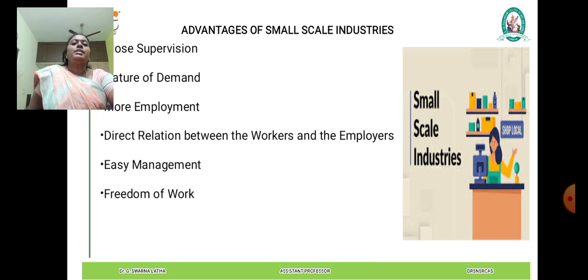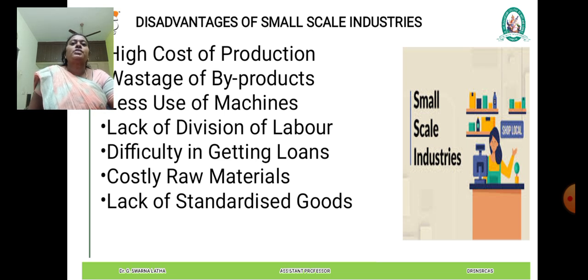Next, we can see the disadvantages of small scale industries. High cost of production. The cost of production per unit increases because there is a high cost of labor, very little scope for division of labor, and lesser use of machinery. Wastage of byproducts. In small scale production, it is not possible to make economic use of the byproducts as in the large scale.